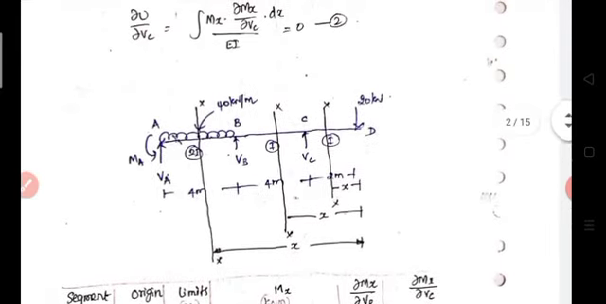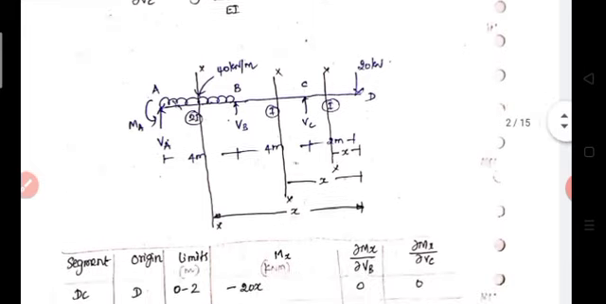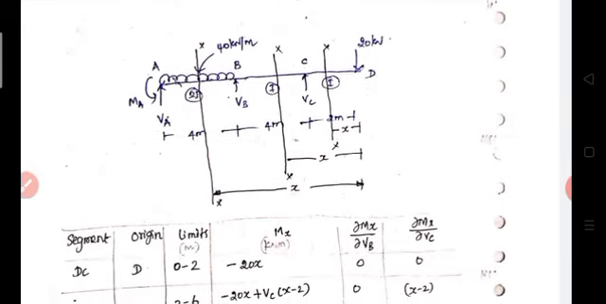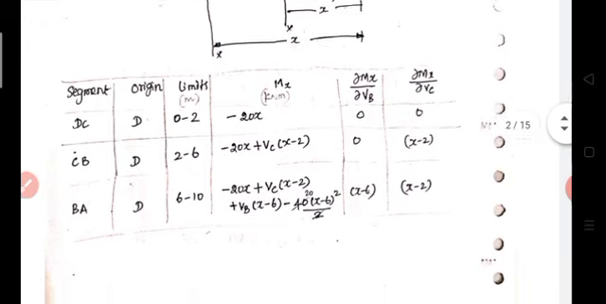Then finally the 40 kN per meter UDL. It creates a hogging moment, and its value is 40 into (x minus 6) into (x minus 6) by 2. The final term is like this. Then partially differentiate with respect to Vb, which gives x minus 6. Partially differentiate with respect to Vc, which gives x minus 2.